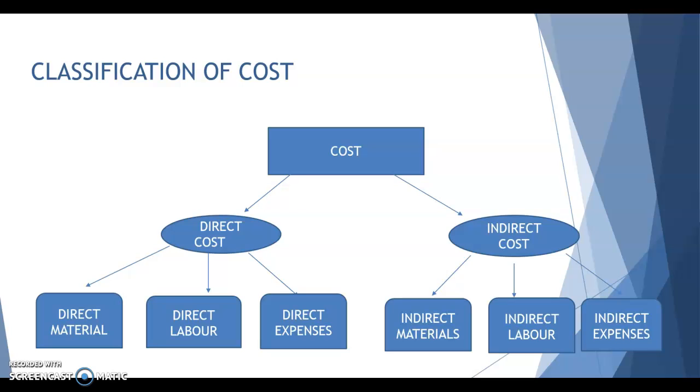Indirect expenses. Expenses other than material and labor which cannot be directly identified with the cost center. For example, the rent charges or the insurance or power charges, water charges, all these come under indirect expenses. So we have two categories, direct cost and indirect cost. Under direct cost, direct materials, direct labor and direct expenses. Under indirect cost, indirect material, indirect labor and indirect expenses.